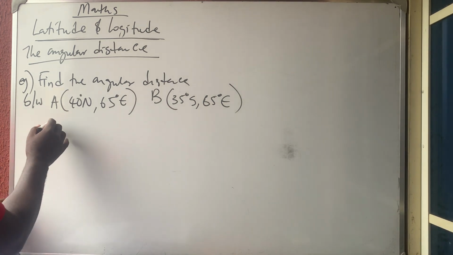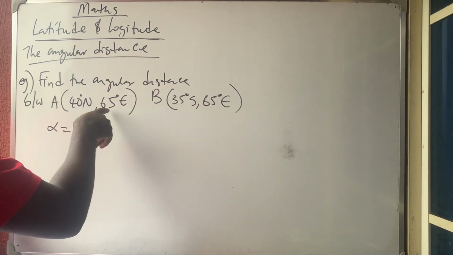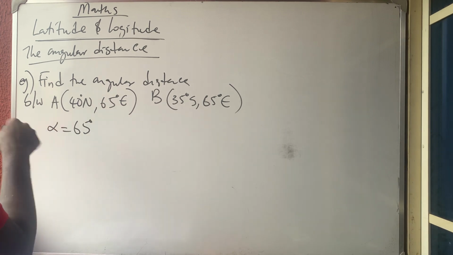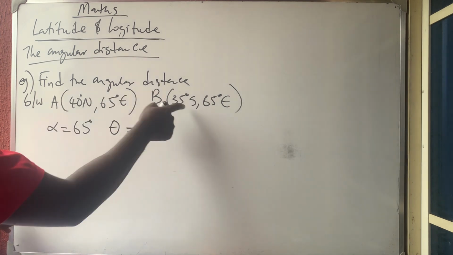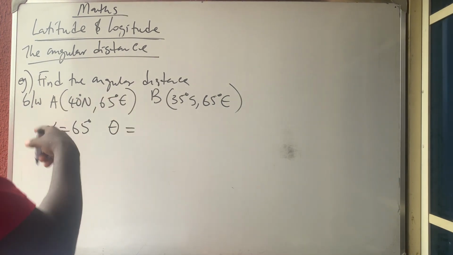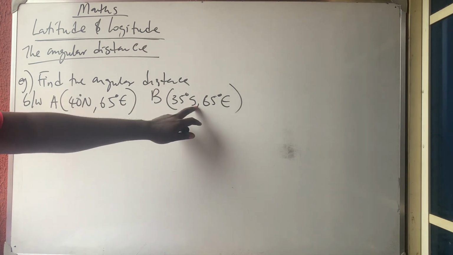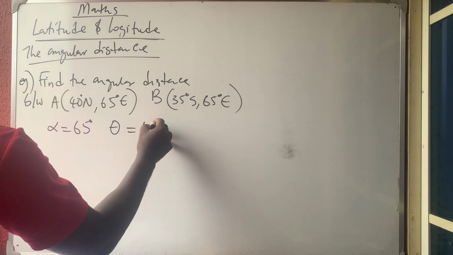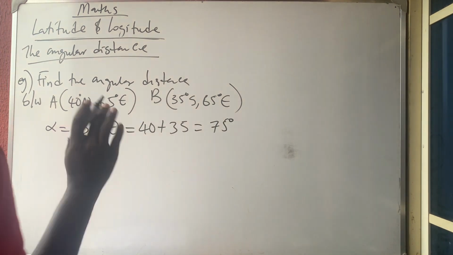Alpha is gotten from the one they have in common. They have 65 east in common, so my alpha is 65 degrees. I'll tell you what to do with this alpha later. But to get your theta, you use the remaining one. Are they on the same side or on different sides? North and south are not on the same side, so I'm going to add. My theta is simply 40 plus 35, which is 75 degrees. Very, very simple.